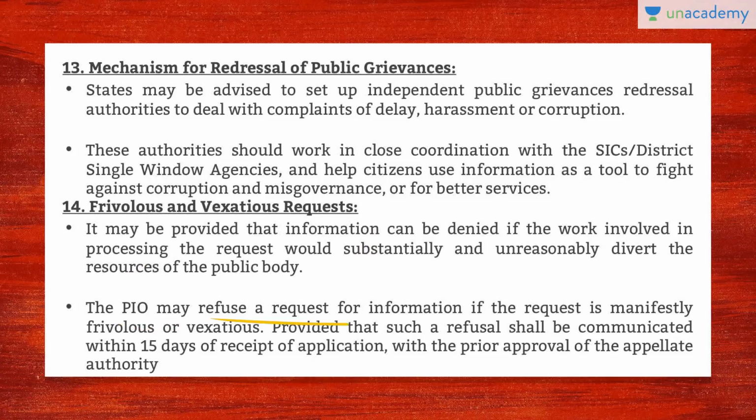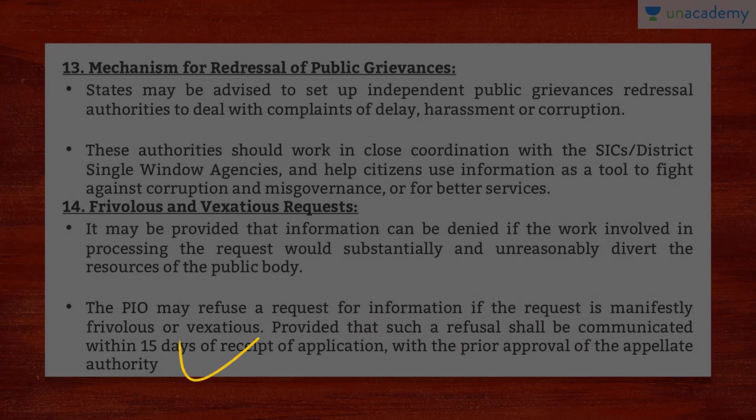And the PIO may refuse a request for information if the request is frivolous or vexatious, provided that such a refusal has to be communicated within 15 days of receipt of application with the prior approval of the appellate authority. So these things are must.